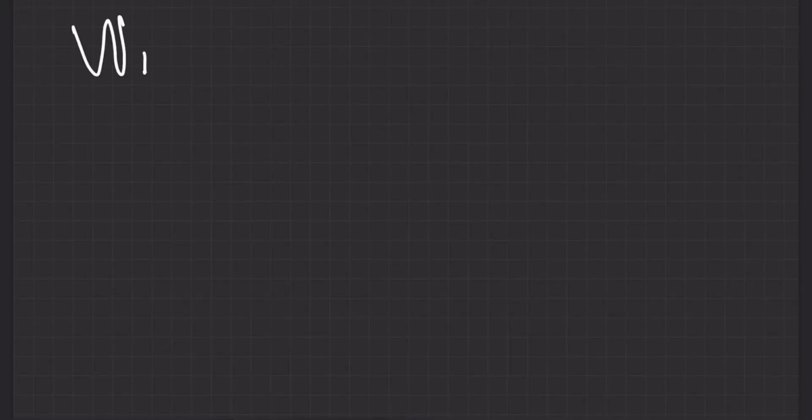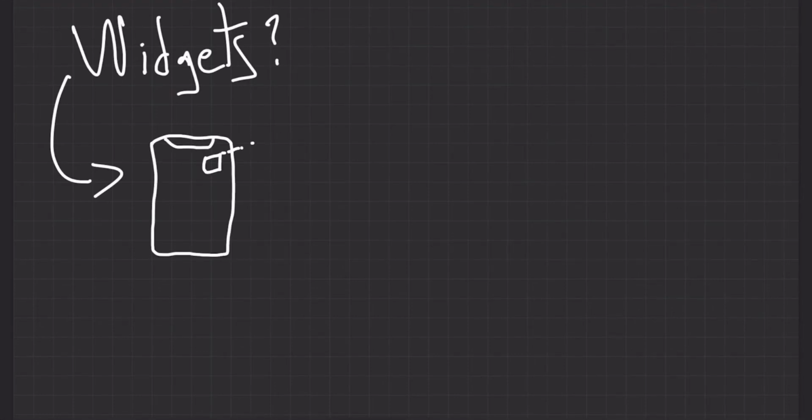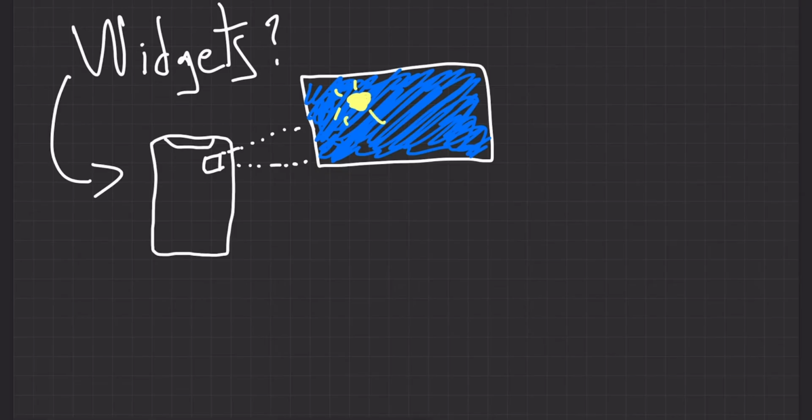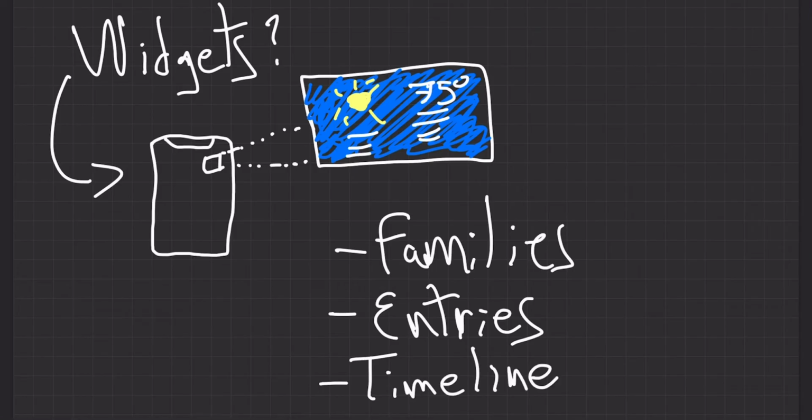First of all, what are widgets? They are special extensions to our app that are capable of displaying concrete information on the lock screen and, from iOS 14, now available for the home screen too. There are multiple features that make up a widget, but today we will check just some of the most important. For example, families, entries, and timelines.